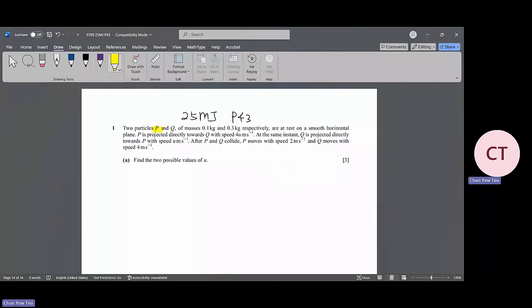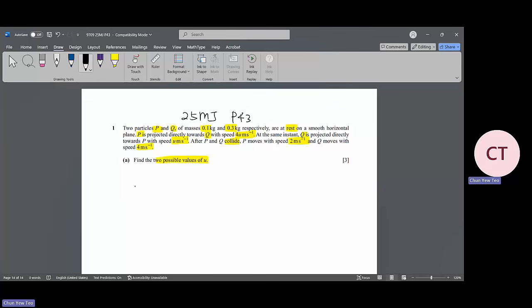Two particles P and Q of masses 0.1 kg and 0.3 kg, respectively, are at rest on a smooth horizontal plane. P is projected directly towards Q with a speed of 4u meters per second. At the same instant, Q is projected directly towards P with a speed of u meters per second. After P and Q collide, P moves with a speed of 2 meters per second and Q moves with a speed of 4 meters per second. Find the two possible values of u.